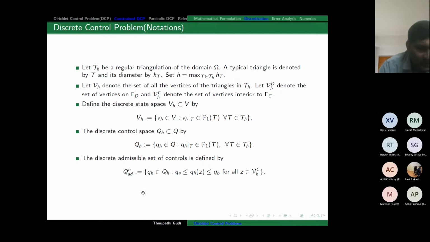But we have constraints on the control. So we can't use this space directly, but we use a subset Q_H^ad, which is the elements from this space satisfying this constraint at each node Z_L. The constraint is posed only at all those vertices that fall on the gamma C.